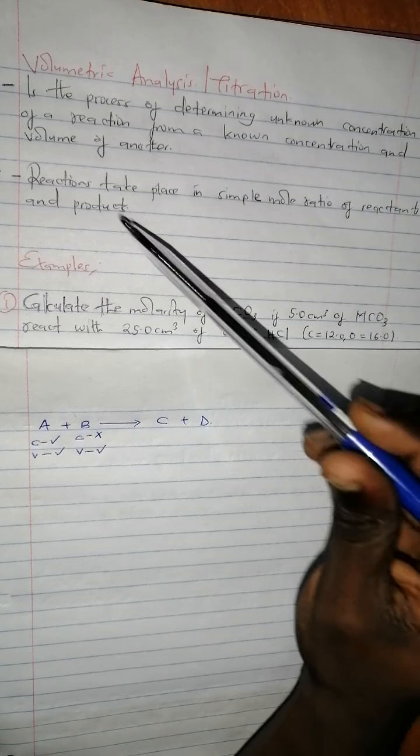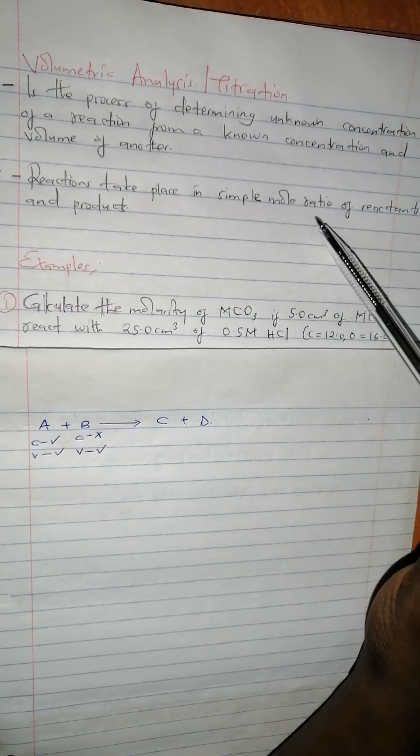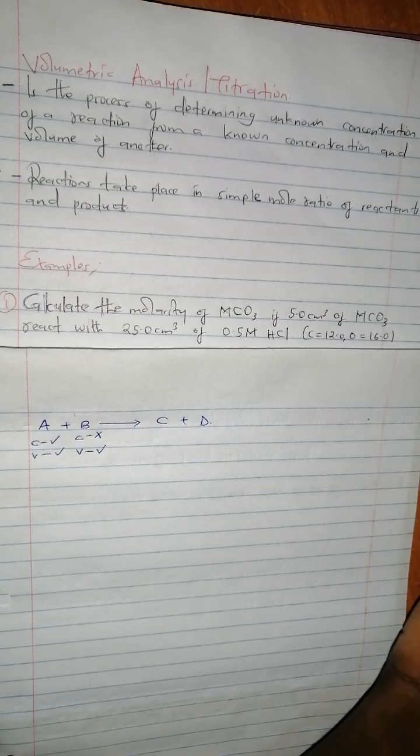Now, when you talk about volumetric analysis, you may be given one substance that has a concentration and a volume, and you're supposed to determine either the concentration or the volume of another. Now, there is one note that I'd like us to know: reactions take place in simple mole ratios of reactants and products.